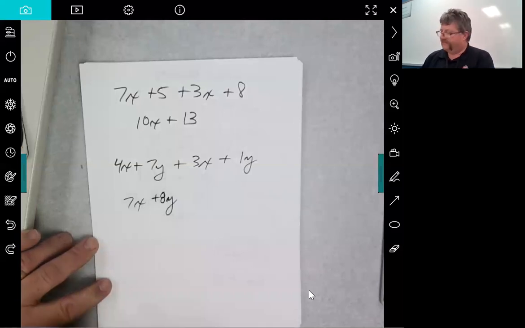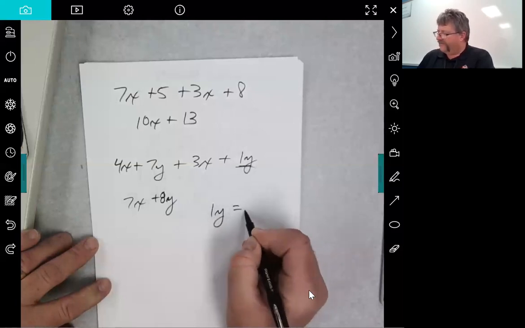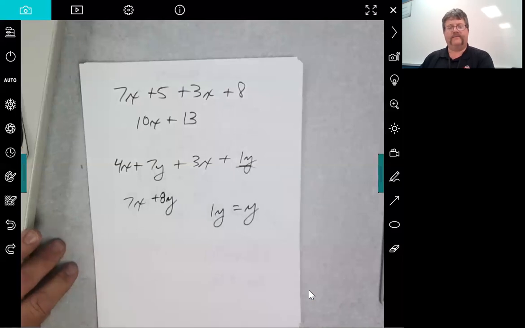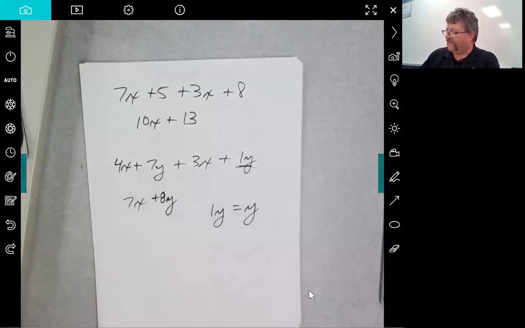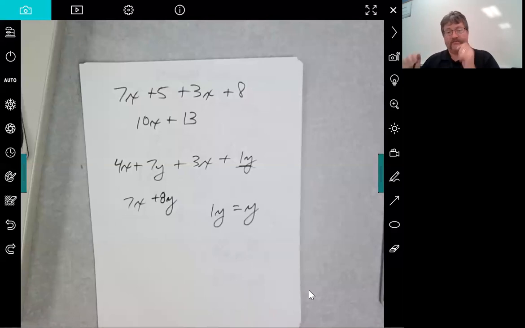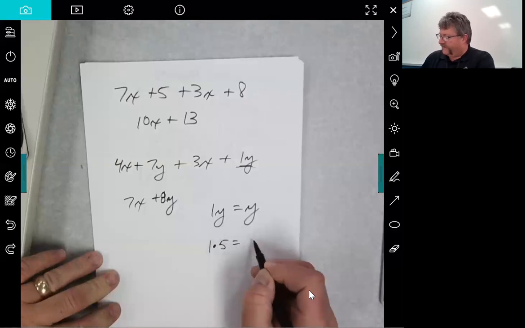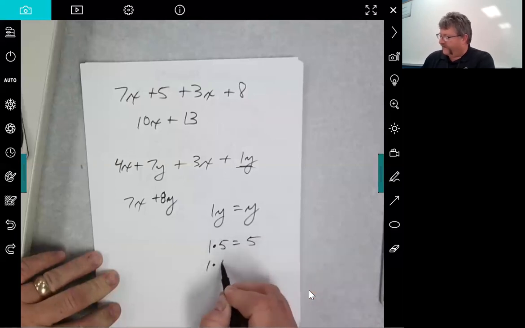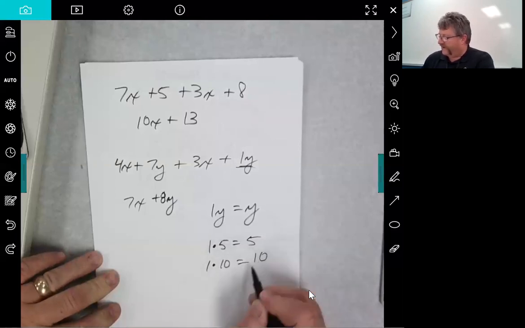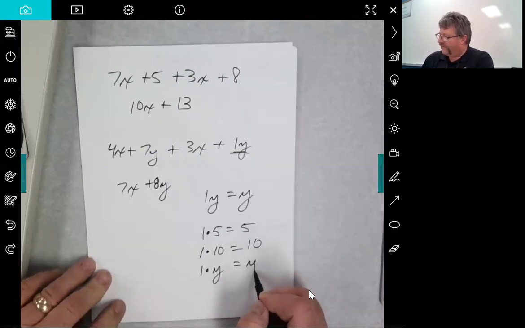Incidentally, 1y is the same thing as just y. And a lot of students are bothered by this. It seems like it's not. Well, remember the relationship between coefficient and variable is one of multiplication, okay? 1 times 5, we just call it good old 5, right? 1 times 10, we call it good old 10. 1 times y or x, we can just call it y.